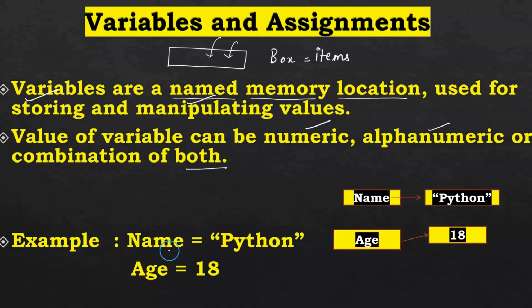See the example below. name is equal to Python. Here name is called a variable and Python is called a value. Likewise, age is equal to 18. Here age is representing a variable and 18 is a value. So the age variable is holding a value called 18 and the name variable is holding the string value called Python.